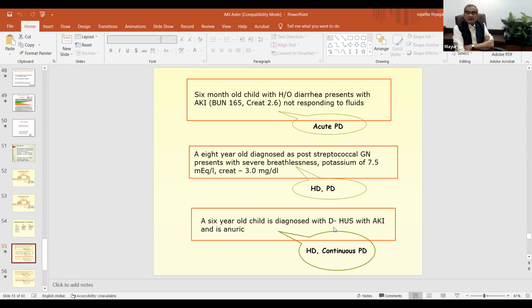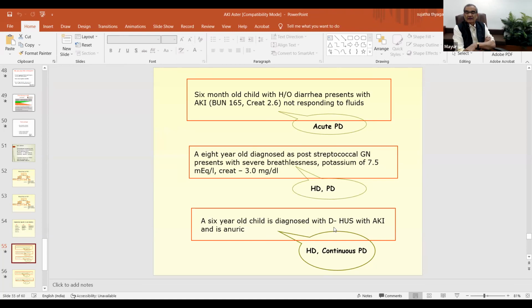PD is very easy to institute. You don't require too high technology. It's not that expensive. It can be done in peripheries. And it is life-saving. And you can give a sitting for about 48 to 72 hours, then discontinue.